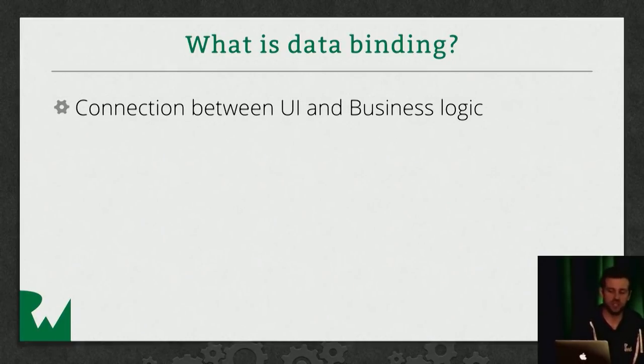So at the core, what it really is, is a connection between the UI and the business logic. That connection should be kind of automatic, you can think about it. So for example, you're basically linking the UI to a certain model object through the view model. And what that means is that anytime the data changes in the model, the UI will automatically update, right? Because they're linked.